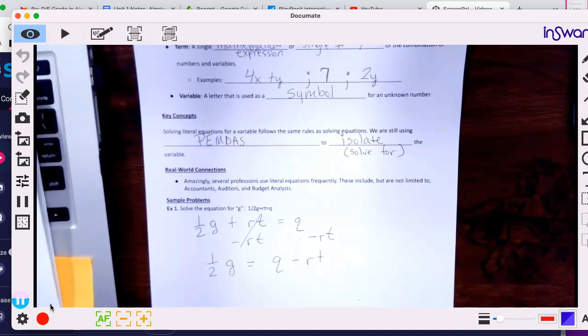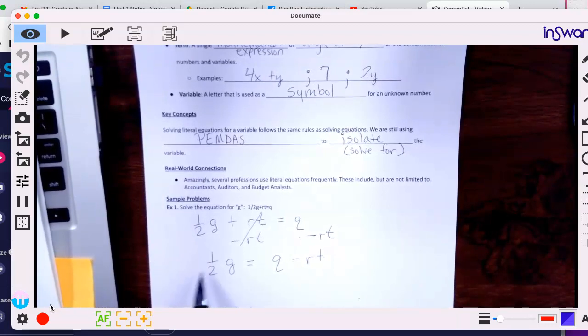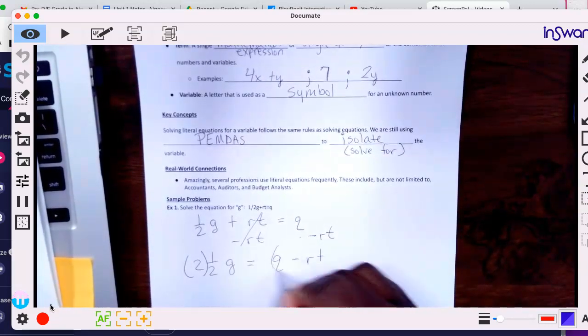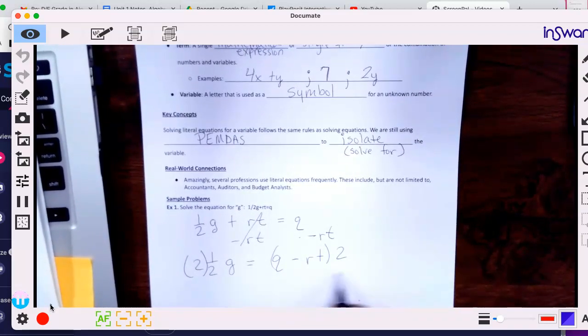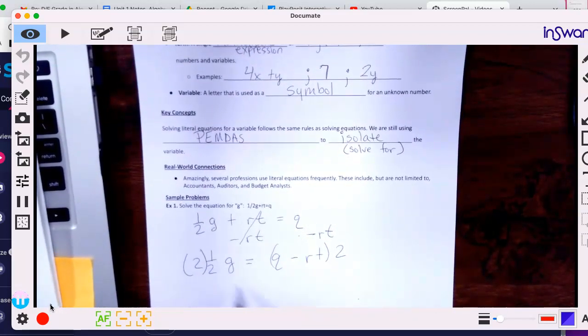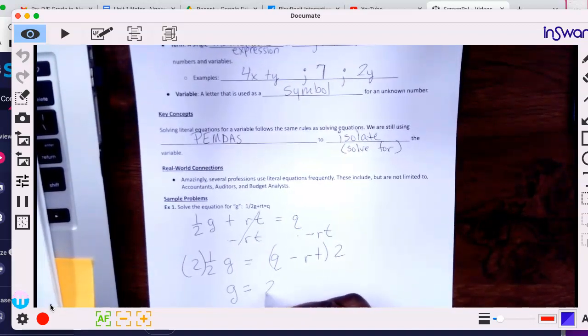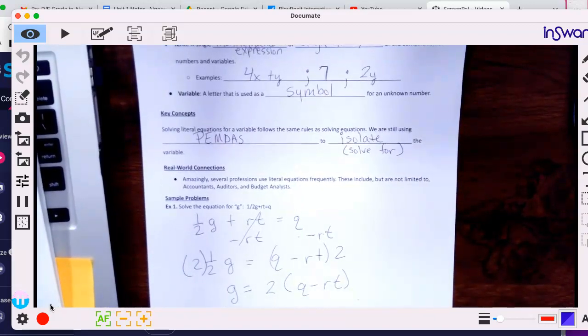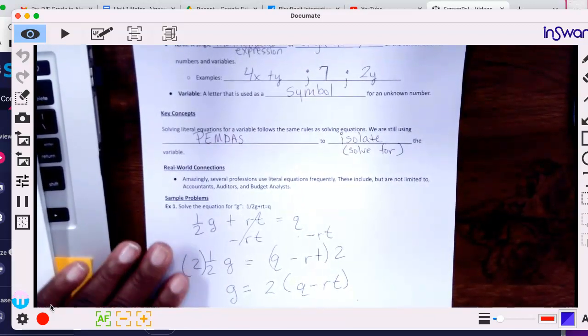Here we're going to get rid of the denominator, get rid of the 1/2. So we're going to multiply both sides by 2. Yep, we multiply everything by 2 here. So this will cancel out. We're left with G equals 2 times Q minus RT. Okay? All right, let's go to the next page.